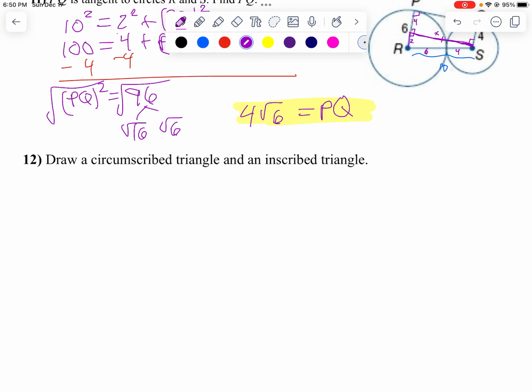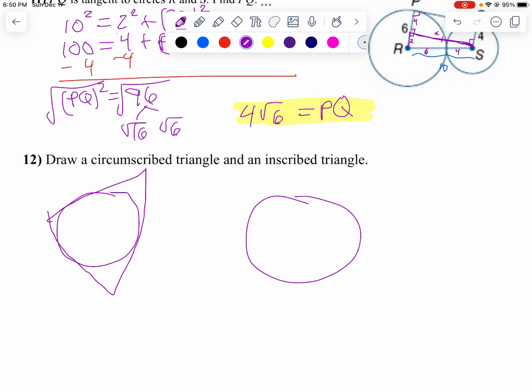Okay, circumscribe means around. So if I have a circle and I make a triangle that goes around it... Inscribe means inside, so my triangle is inside the circle.